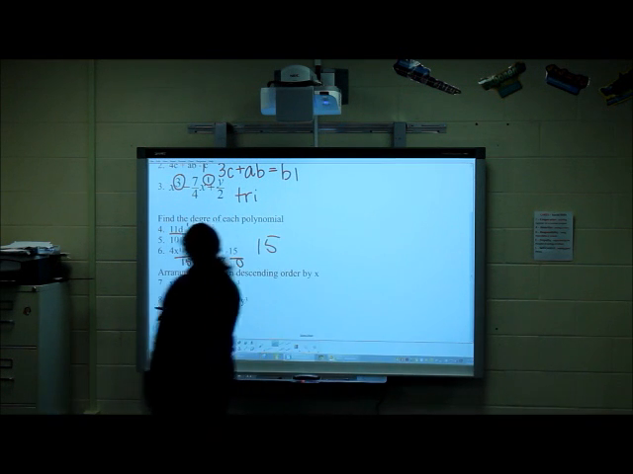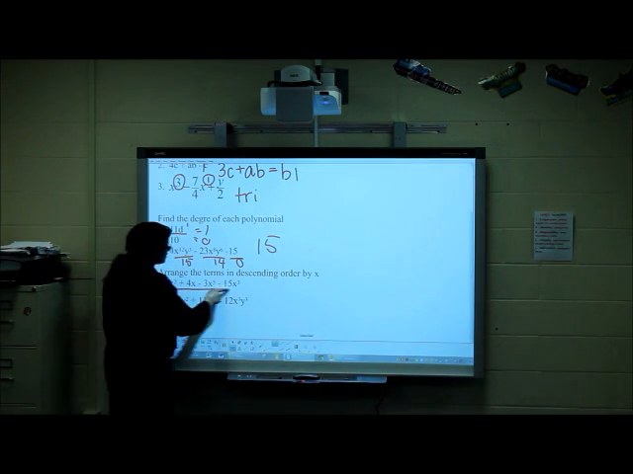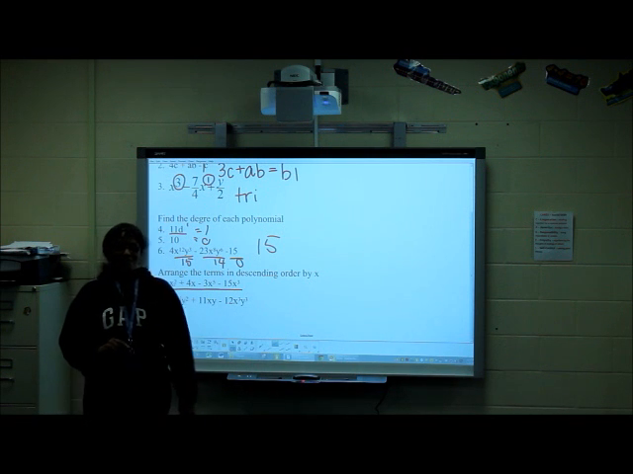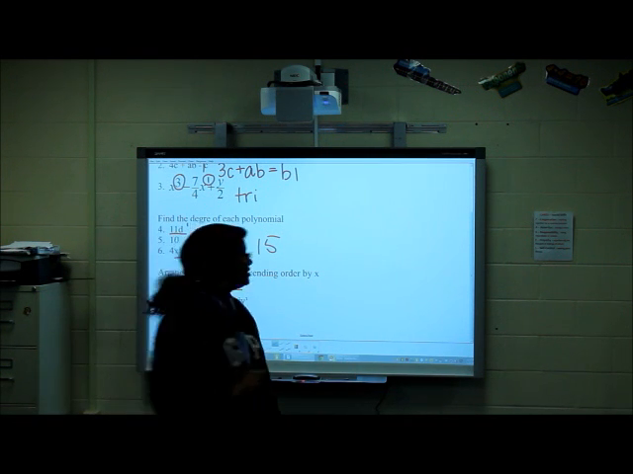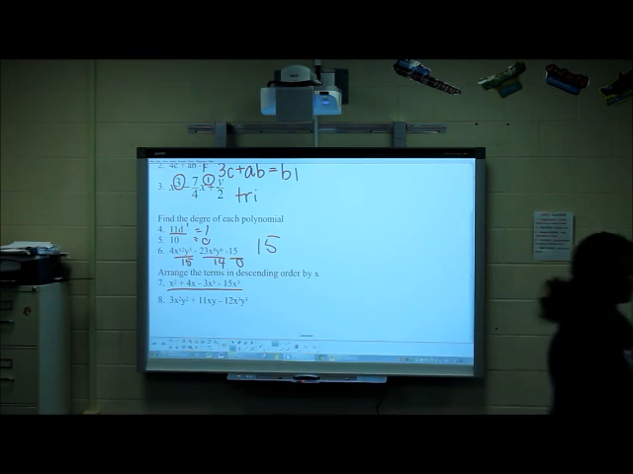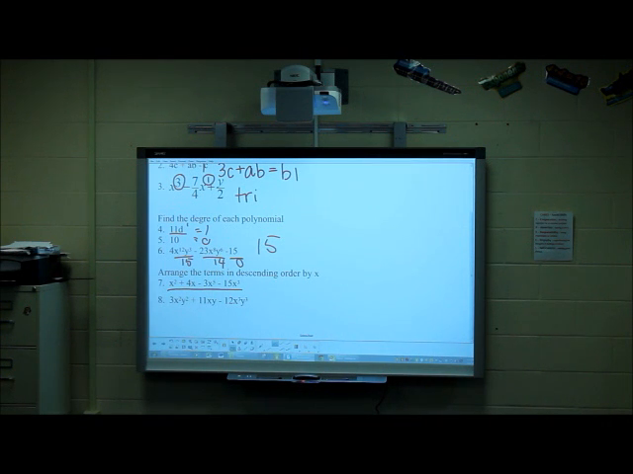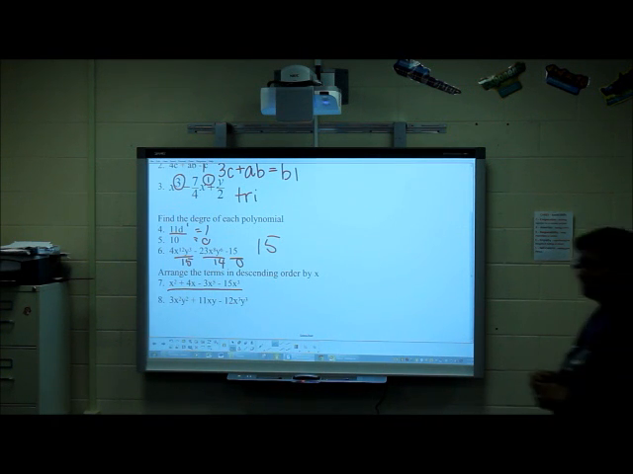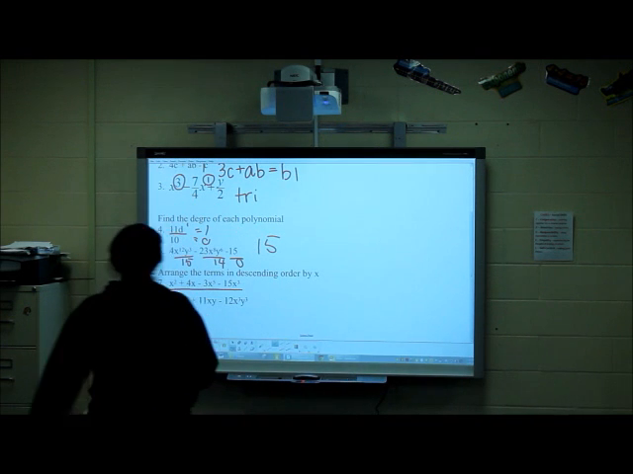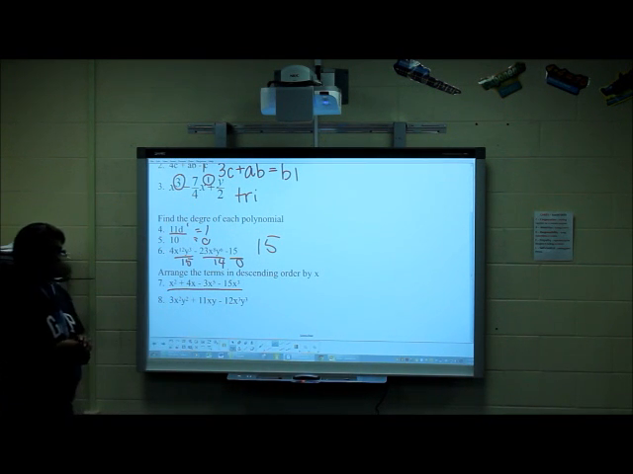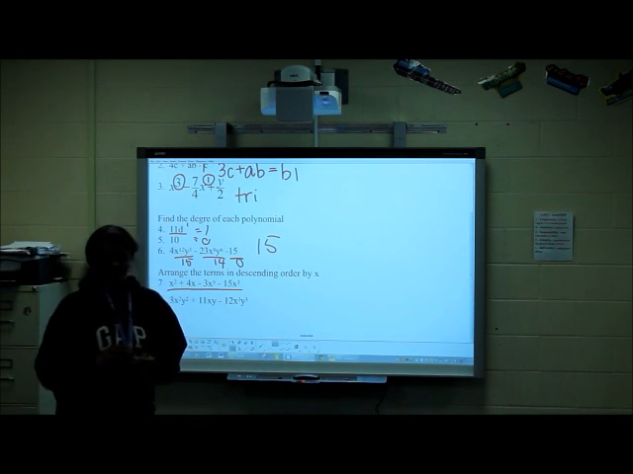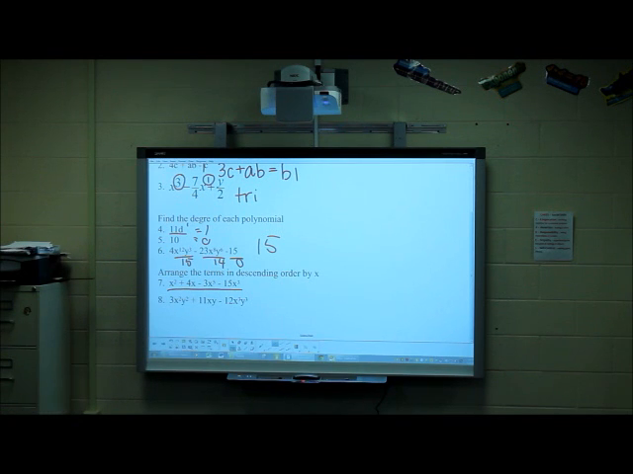All right. Let's put these in order. How about this? In your interactives, let me see you put those 2 polynomials in descending order. While you're doing that, I'm going to put some boards on your desk.